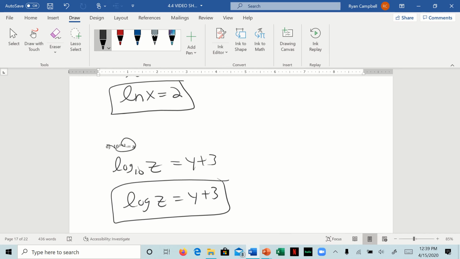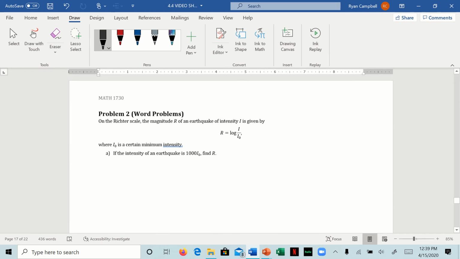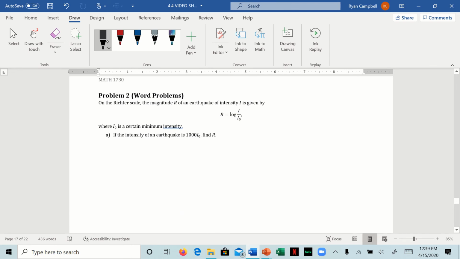All right, let's look at 2 word problems and then we are done with this section. So the magnitude r is going to be in this form. So if the intensity of the earthquake is 1,000 I naught, let's find r. So I is the intensity. So if the intensity is just 1,000 I naught, that means r is going to be log of 1,000 I naught over I naught.